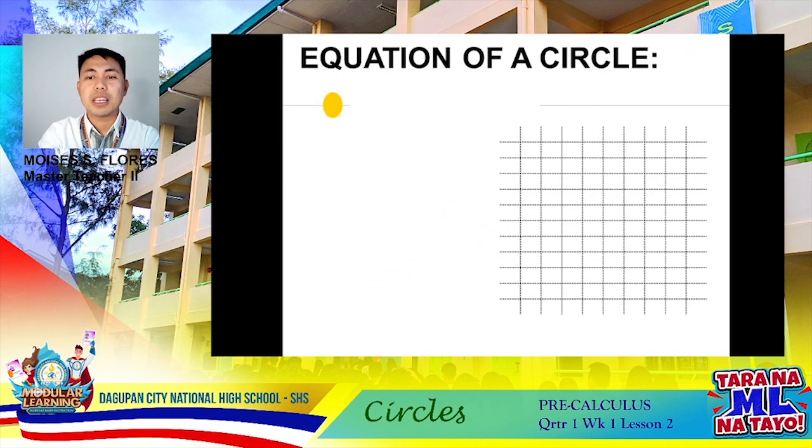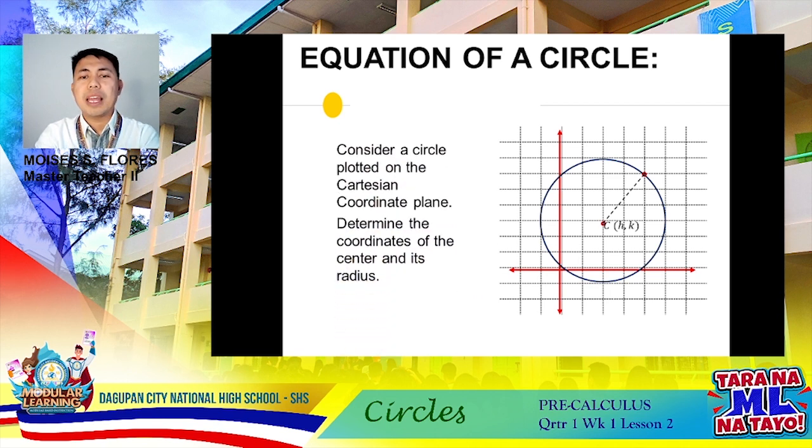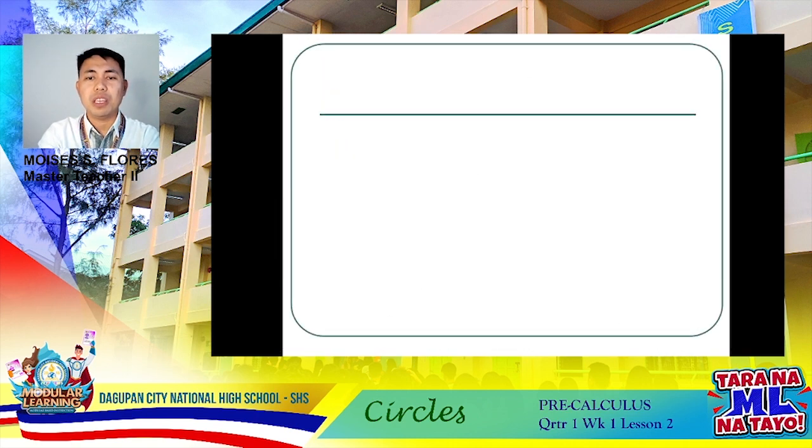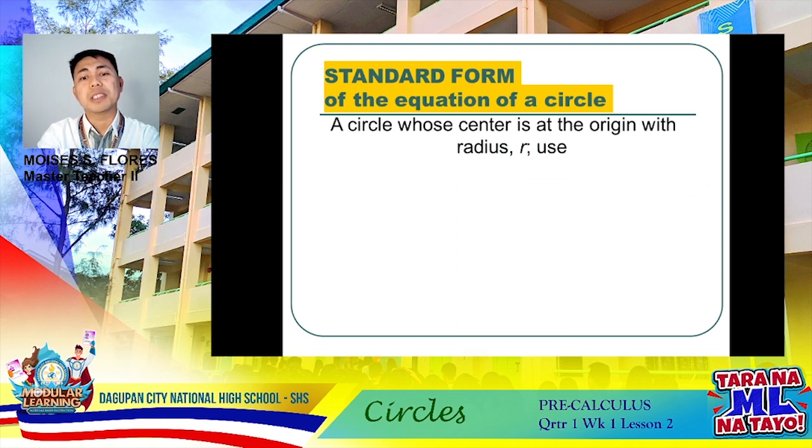Okay, let's have now the equation of a circle. Take a look at this figure, which is plotted on a Cartesian coordinate system. You are asked here what the coordinates of that center are and how long the radius is. Okay, so take a look at that figure. And today, we're going to discuss the standard form of the equation of a circle.